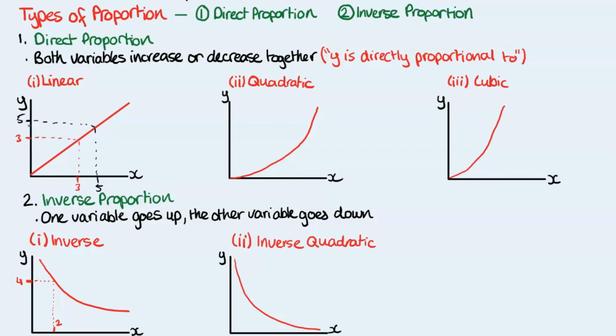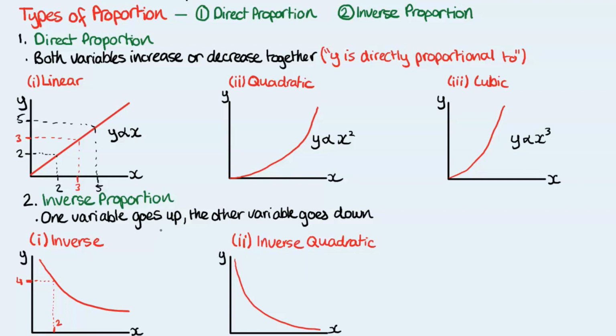Now if we go down the y-axis, say down to 2, and do the exact same thing, you'll find that this also equals 2 on the x-axis. So when you go up and down the y-axis, you also go up and down the x-axis. So what we can say is directly proportional. For this, we say y is directly proportional to x. Then same for the quadratic, but this time it'll be y is directly proportional to x squared. Then for the cubic, it'll be y is directly proportional to x cubed.